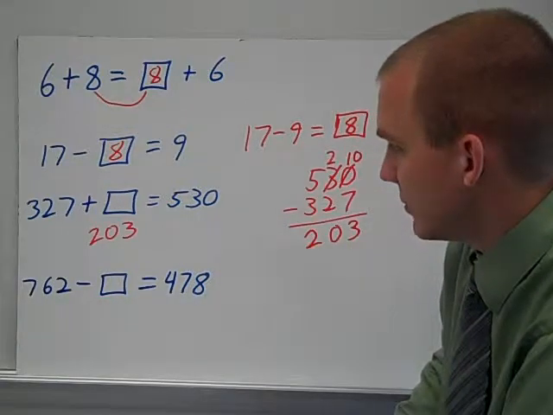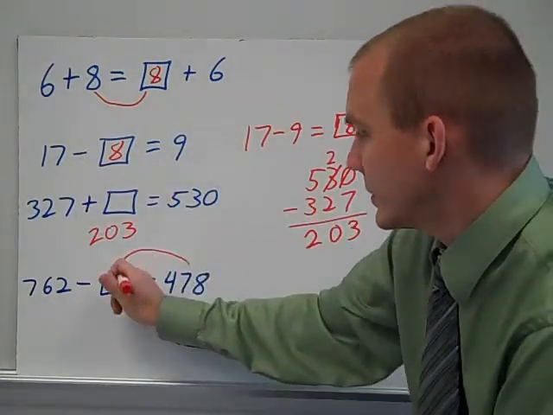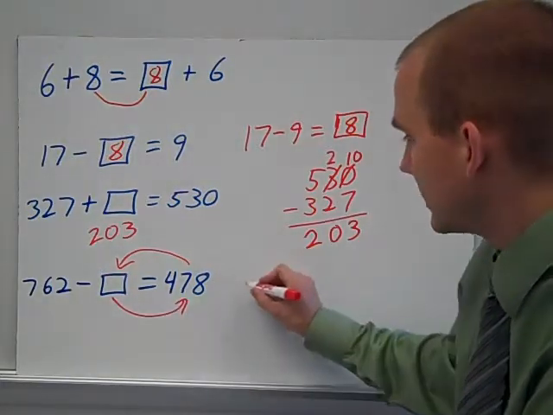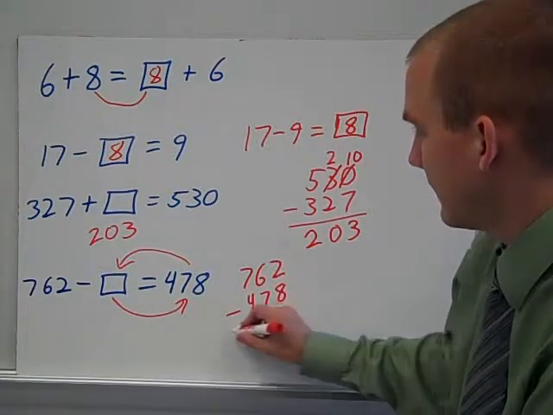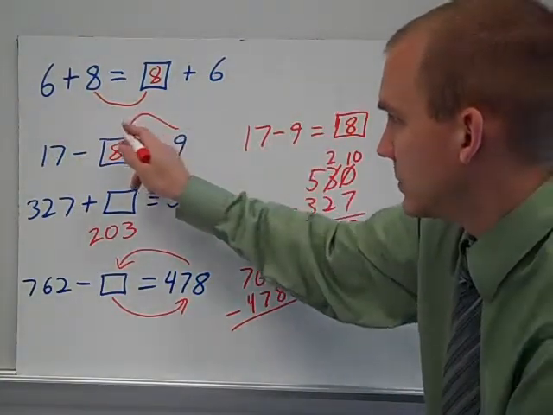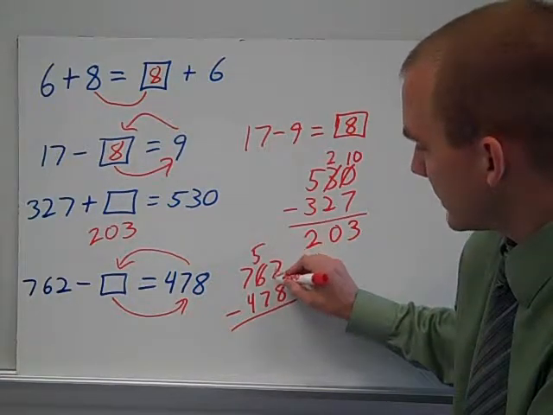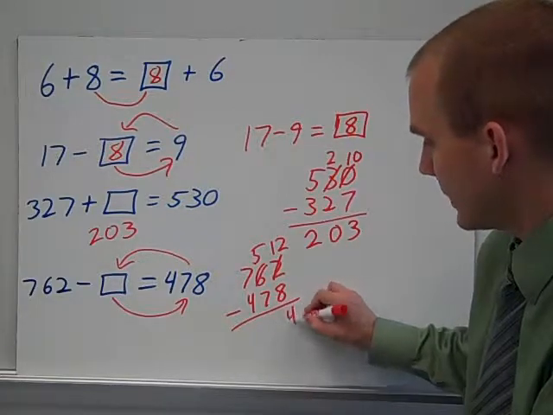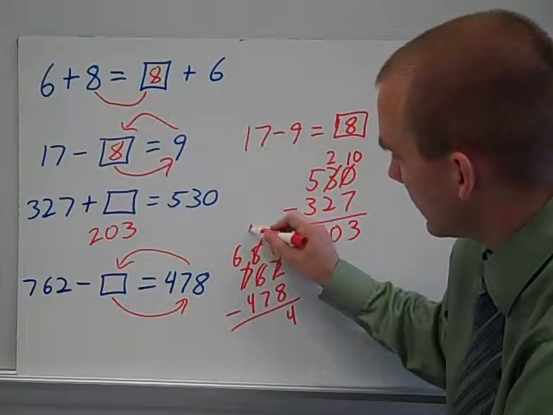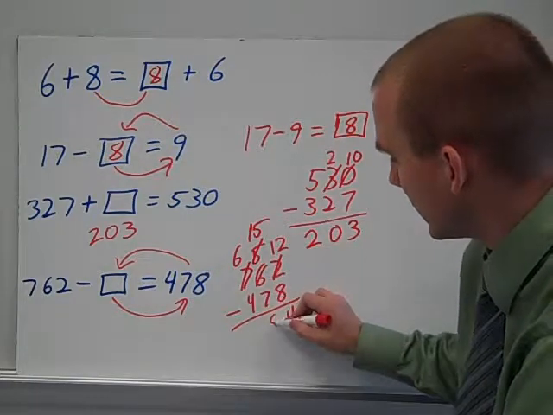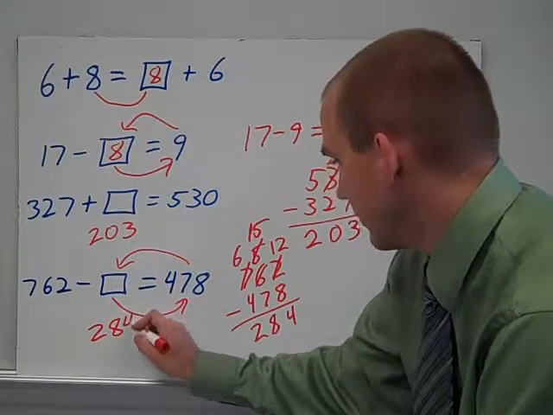The next problem, 762 minus 478, is very similar to this one because we're doing subtraction of a blank. We can just switch the position of these two and still subtract. So you end up being able to do 762 minus 478, just like up here, we did 17 minus 9 and switched these two. 2 minus 8 I cannot do, so I have to regroup. 5 tens, 12 ones. 12 minus 8 is 4. 5 minus 7 I can't do, so I have to regroup again. 6 hundreds now, and 15 tens. 15 minus 7 is 8. And 6 minus 4 is 2, so it ends up being 284 to fill in the blank.